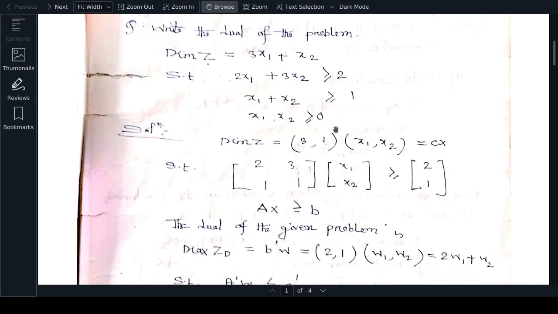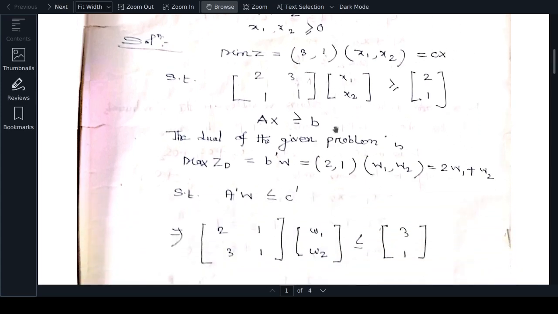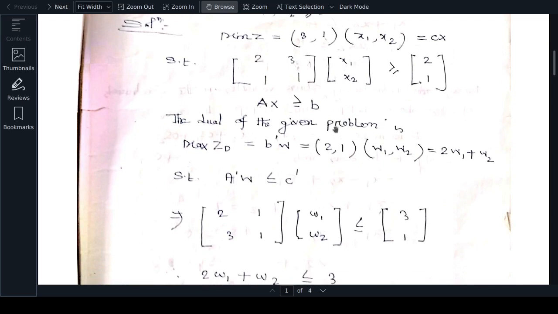Then we can give the name capital A to the coefficient matrix, and x1 and x2 we can write as capital X. Then greater than or equal to b, the constant part we can call b. That is the first problem. Next, we write its dual.